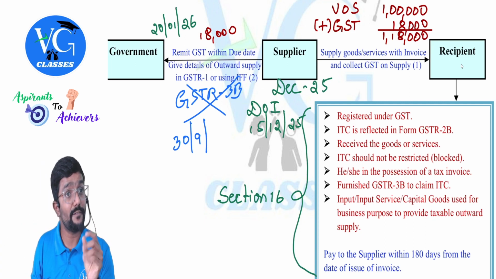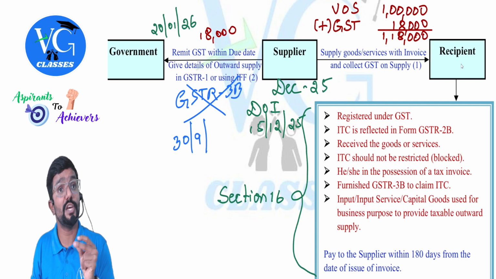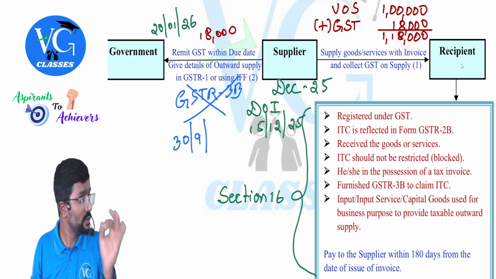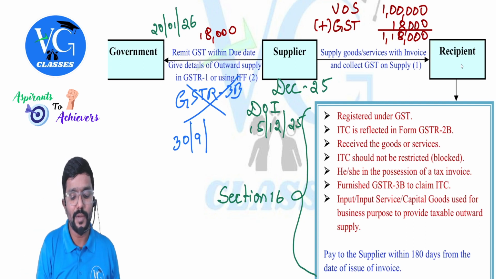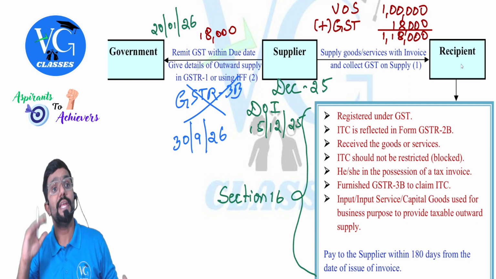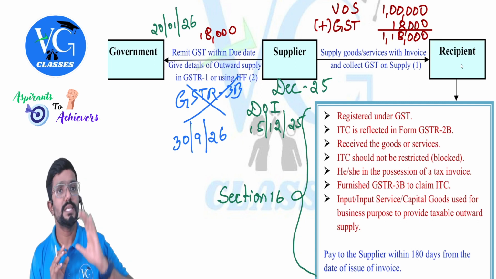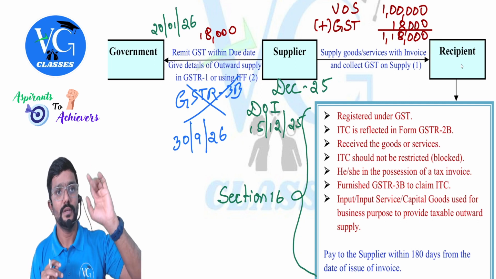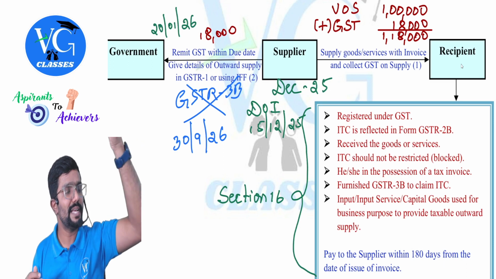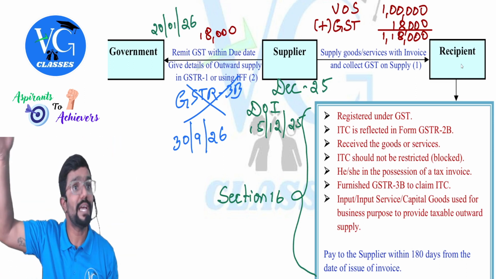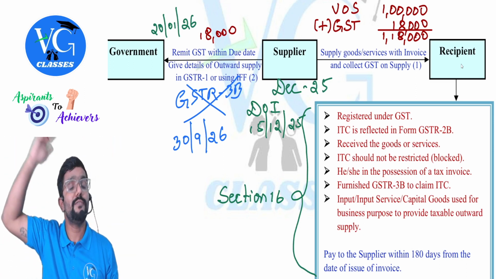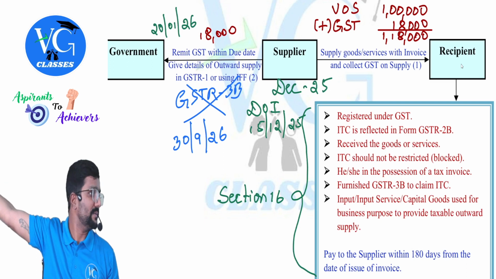Guys, please be careful. This credit was relating to which year? 25-26. So they told we will give time to the supplier to file this GSTR 3B till what time? 30th September 2026. Still, if he has not filed, he has filed GSTR 1, but he has not filed GSTR 3B for which month? December. Actually, for December GSTR 3B, what is the deadline? 20th January. But he has not yet filed till 30th September.